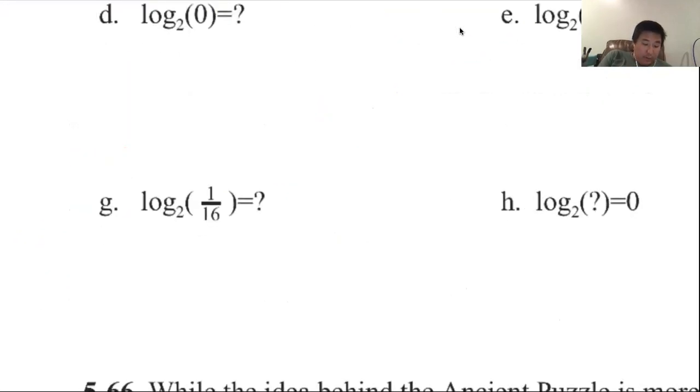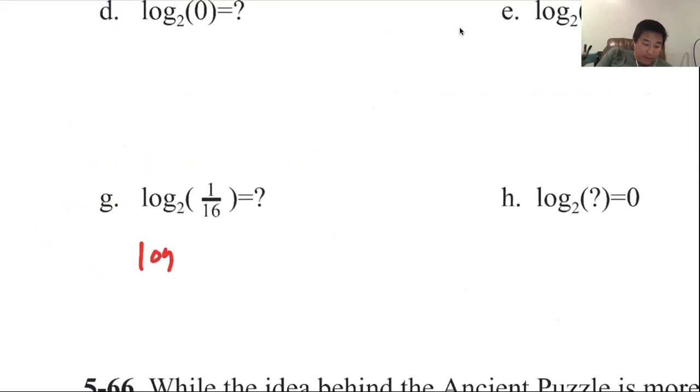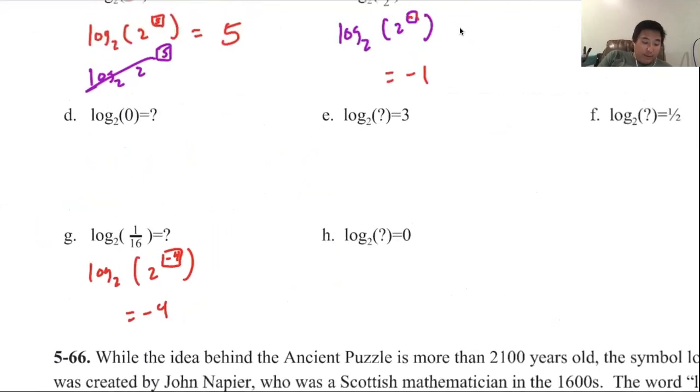Like this one here in G. You see a fraction, it's log base 2 of 2, and then because the fraction's negative, 2 to what power gets you 16? It's 4. So the answer is -4. So whenever it's a fraction, it's going to be negative.